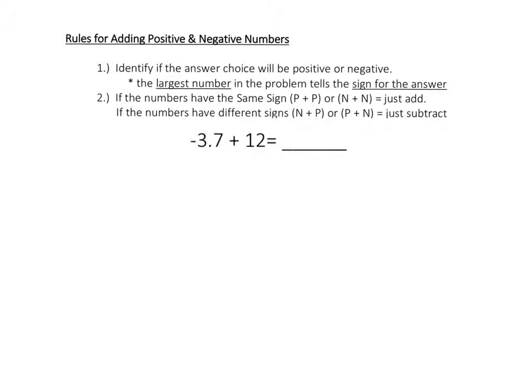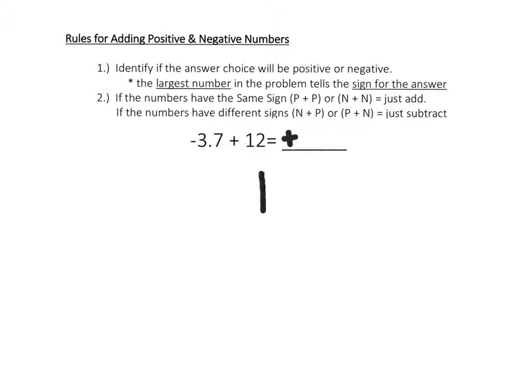Our last example we are going to look at for adding is negative 3.7 plus 12. Using our first rule, looking at the larger number, which is 12, we see that our answer is going to be a positive answer. Using the second rule, if the numbers have different signs, a negative plus a positive, we just subtract. So now I'm going to write the problem vertically.